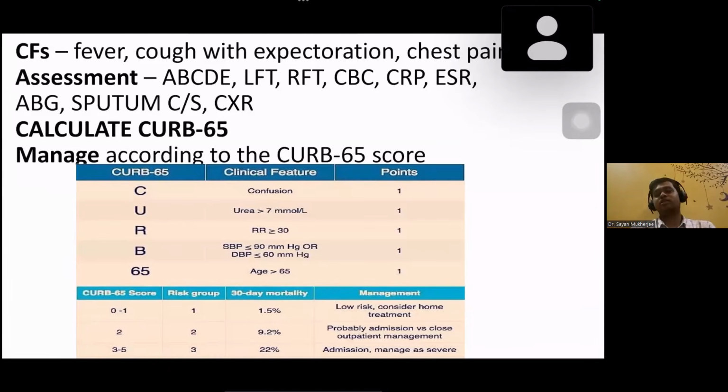Generally, you do all of this together. This is not in any sequence, but just remember chest X-ray, ABG, sputum culture and sensitivity, and routine microscopy, and blood tests. Just normal things: CBC, RFT, LFT, CRP, and ESR.